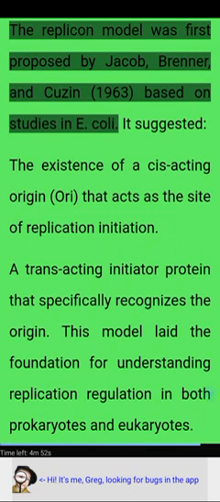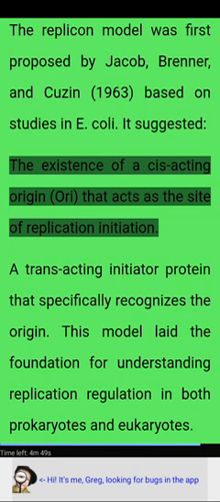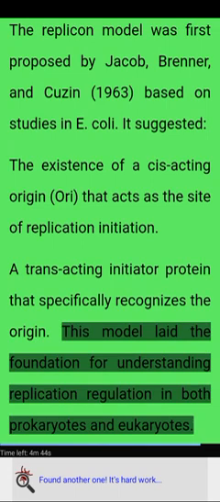4. Replicon model, Jacob, Brenner, and Cousin model. The replicon model was first proposed by Jacob, Brenner, and Cousin in 1963 based on studies in E. coli. It suggested the existence of a cis-acting origin, ORI, that acts as a site of replication initiation, and a trans-acting initiator protein that specifically recognizes the origin. This model laid the foundation for understanding replication regulation in both prokaryotes and eukaryotes.